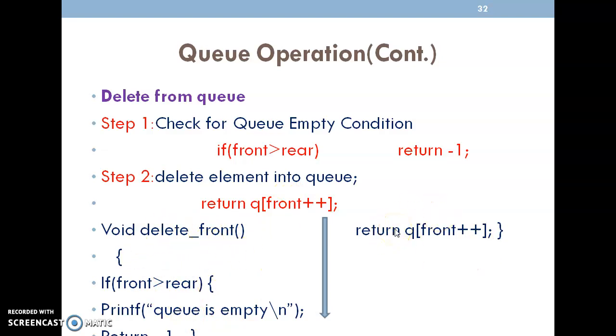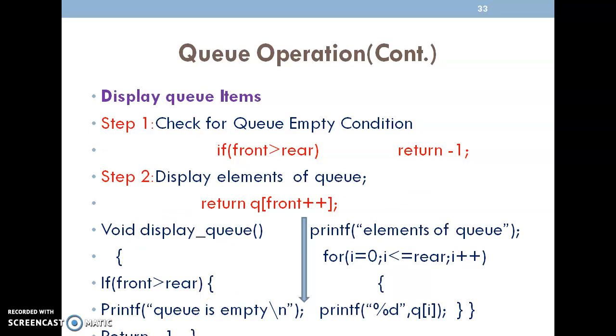Okay. Then displaying the elements of a queue. Again, in order to display the elements of a queue, first check whether the queue is empty or not. If it contains elements, then only we are going to display the elements of it. If the first condition fails, it contains the elements, and we can display them. So how to display the elements of the queue?